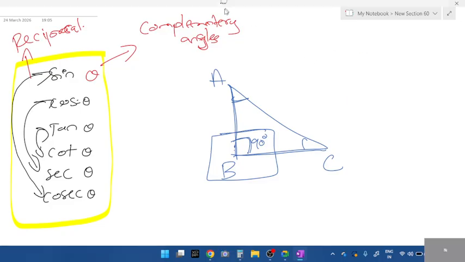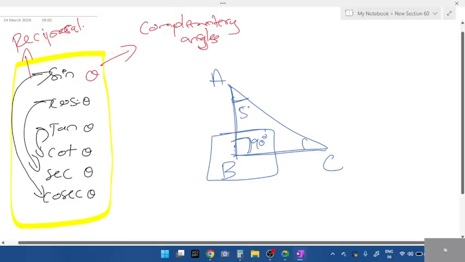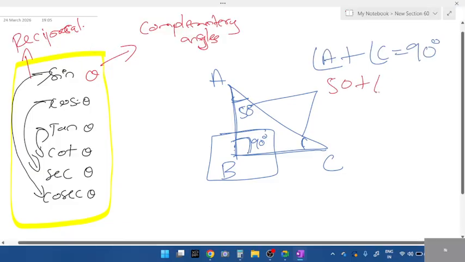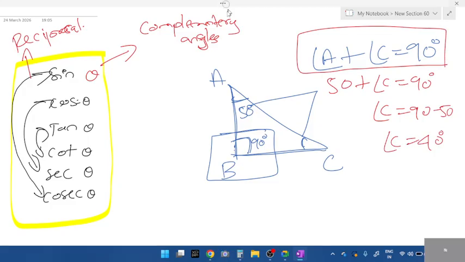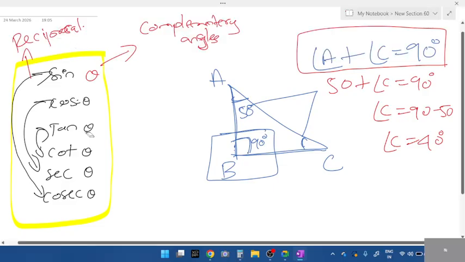So what do you mean by that? If I take angle A as 50 degrees, what will be the value of angle C? Not 20. Both together should give 90. What will be the value? 40 degrees. So what's the formula? Angle A plus angle C should be equal to 90. Angle A is 50 degrees plus angle C is 90. To find angle C, 90 minus 50 is 40. So this is known as complementary angle.